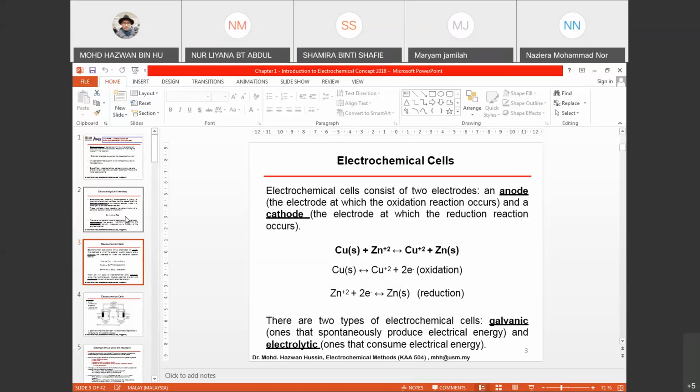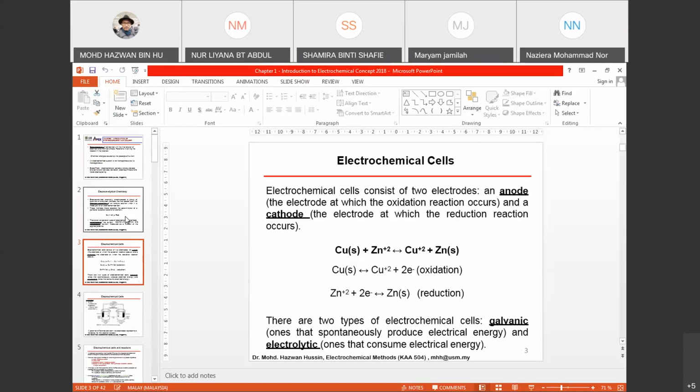Okay, so there are two types of electrochemical cell that I think I have told you. You have a galvanic or voltaic cell, which occurs spontaneously to produce electrical energy, and you also have an electrolytic cell that consumes electrical energy and produces chemical energy.